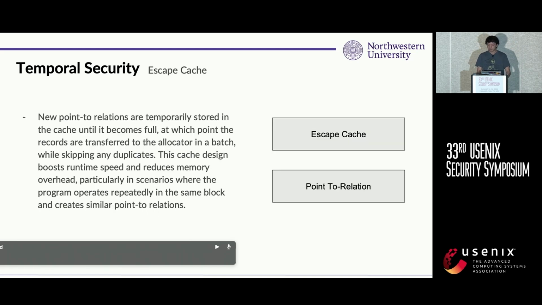To further boost the overall performance of CAMP, we designed a cache mechanism for maintaining the point-to relations. New point-to relations are temporarily stored in a cache until it becomes full, at which point the records are transferred to the allocator in a batch while skipping any duplicates. This cache can boost the runtime speed because the program usually generates many similar pointer relationships frequently, so the cache can efficiently skip these duplications.